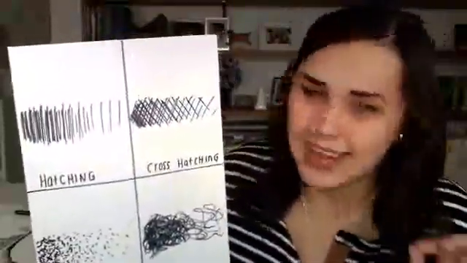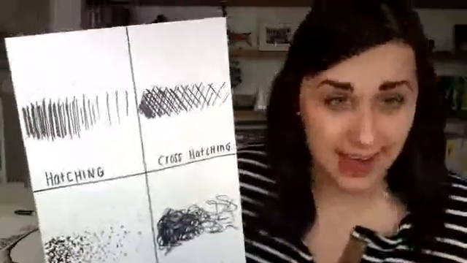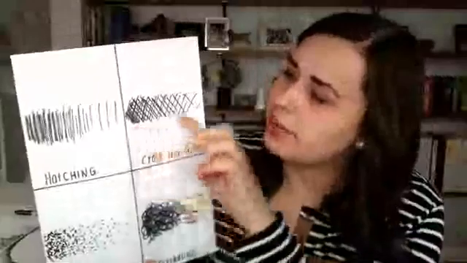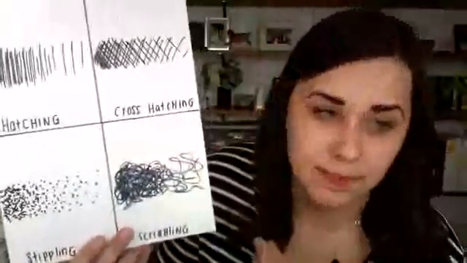So I always use X's as the easy way to teach my little ones because that's something that they can recognize. But cross hatching, you really start to work on crossing those lines rather than hatching, which is just lines along the same plane. Jumping down to stippling.